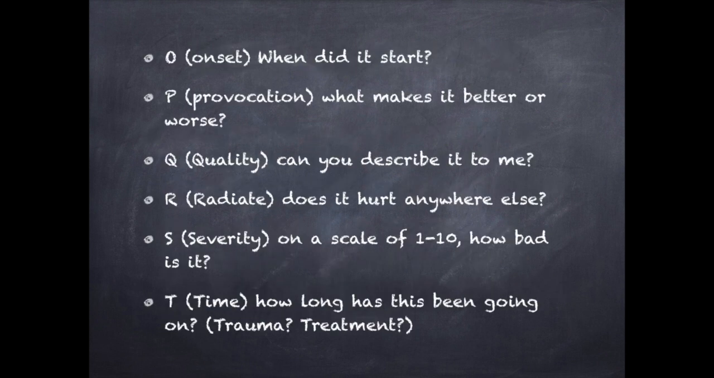So the patient is complaining of chest pain. I use the OPQRST scale to verify the signs and symptoms. So the OPQRST scale is kind of part of the S in the SAMPLE history. So when did the pain start? What makes the pain better or worse? Can you describe it to me? Let the patient describe what they are feeling.